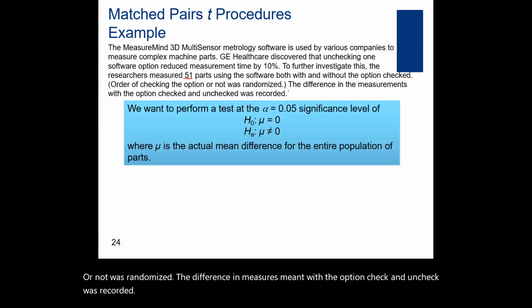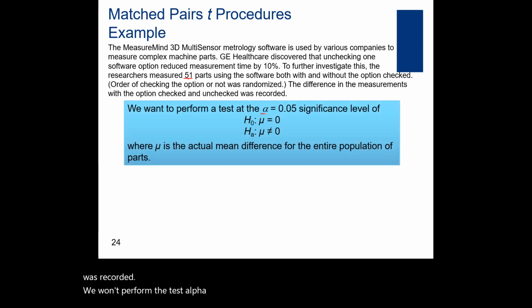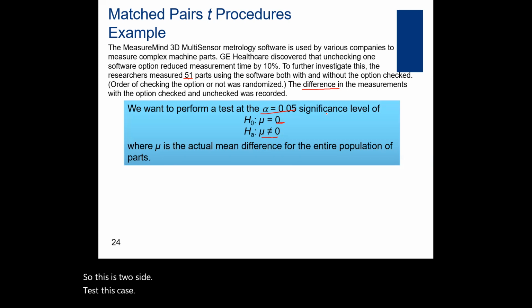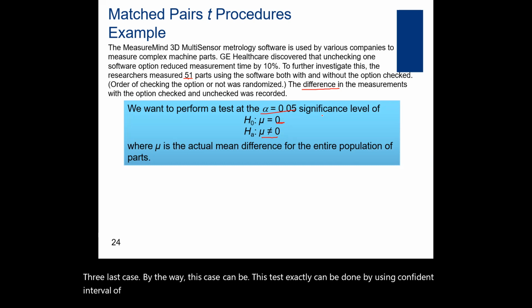We want to perform the test with alpha equal 0.05. This alpha is known in advance, a 0.05 significance level. H naught: no difference. H A, the alternative hypothesis: there exists a difference. So this is a two-sided test. This is the last case. By the way, this test can be done exactly by using a confidence interval of the mean. We just find the confidence interval and see whether 0 is inside.